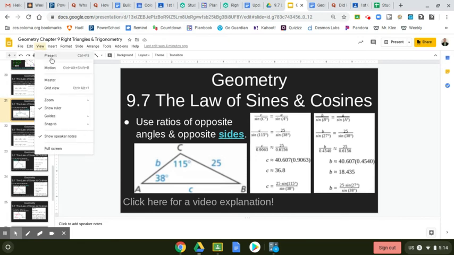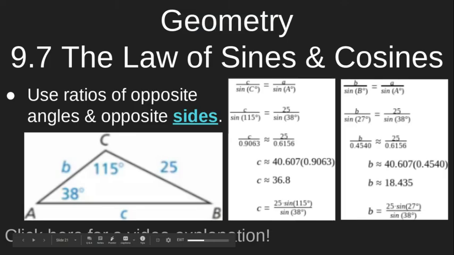Let's go back to the Google Slides here. That 0.9063 is the ratio between that angle measurement and the opposite side. We know that 25 and then sine of 38. Again, we grab our calculator, type in 38, hit sine, make sure you're in degree mode, and then it's a simple quick cross multiply: the 0.906 by the 25 divided by 0.6156. If you take 25 and divide it, you'll get that 40.607 number, and you get 36.8.